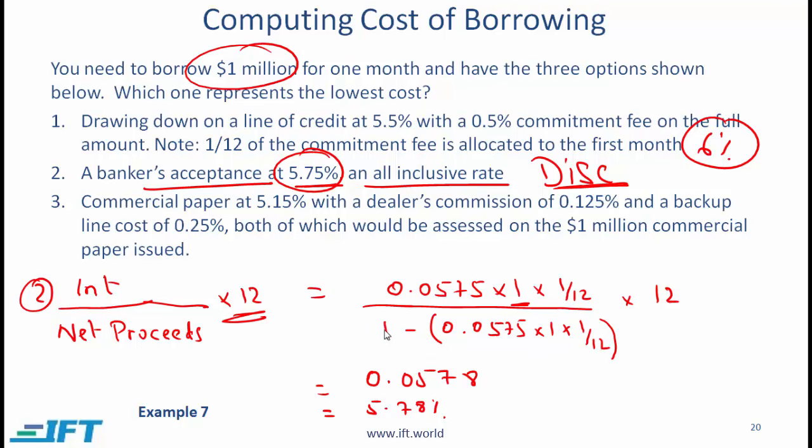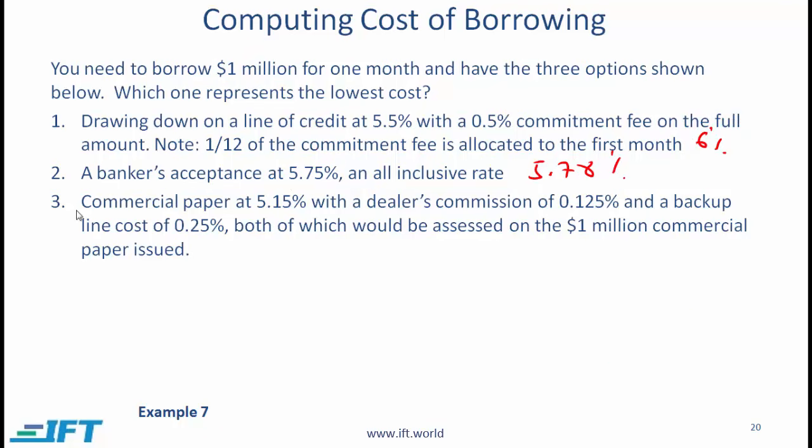1 million is how much you get, but then you need to pay the interest upfront. So this entire interest amount is subtracted to come up with the net proceeds. We multiply by 12 to annualize. When you do the maths, you should get 0.0578, which is 5.78%. It should not be surprising that 5.78% is greater than 5.75% because we are dividing by a number that is less than 1 million. Coming now to the third method, commercial paper.